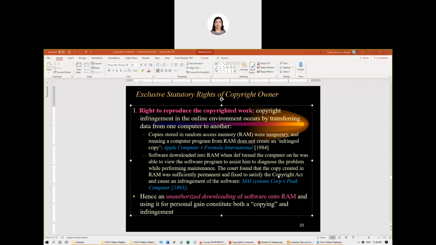You can see it all depends on whether it is stored in a temporary form or in a permanent form where they can access it regularly. So therefore, you can come up with the principle that an unauthorized downloading of software onto RAM and using it for personal gain can constitute both copying and infringement. So we have to be very careful when we are downloading software, especially if there's no license to it. It could be considered unlawful because it is copying as well as infringement of the statutory right of the copyright owner to reproduce the copyrighted work. So that's the two cases.